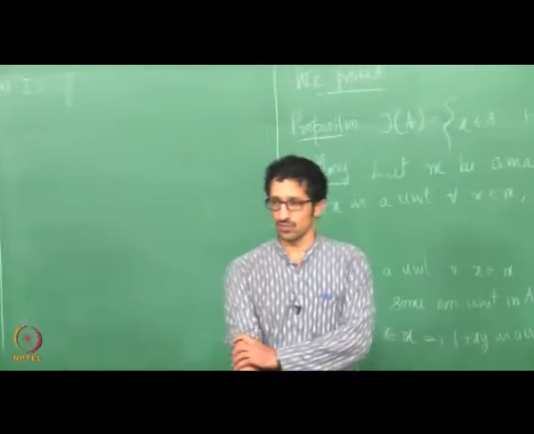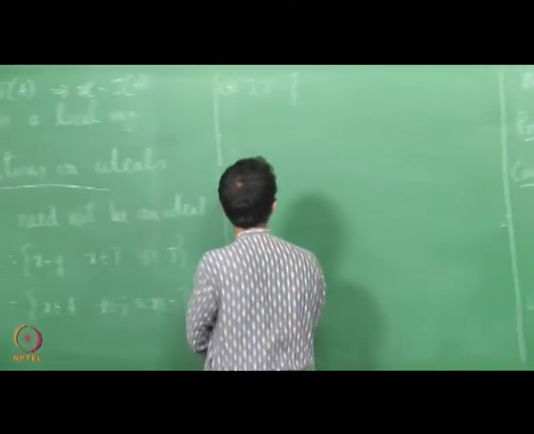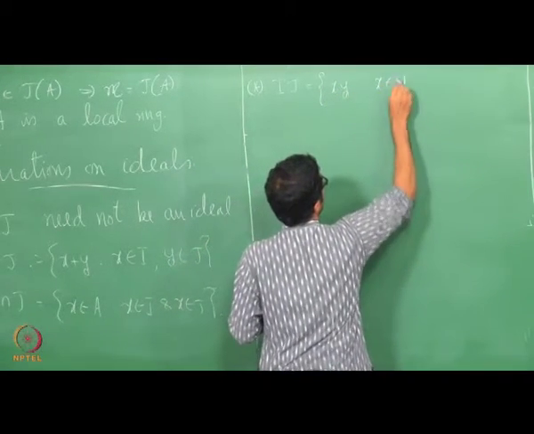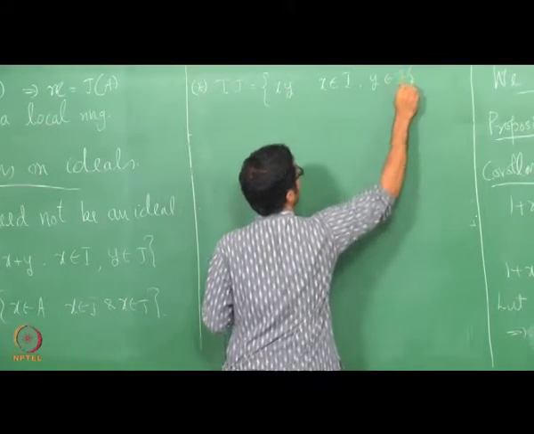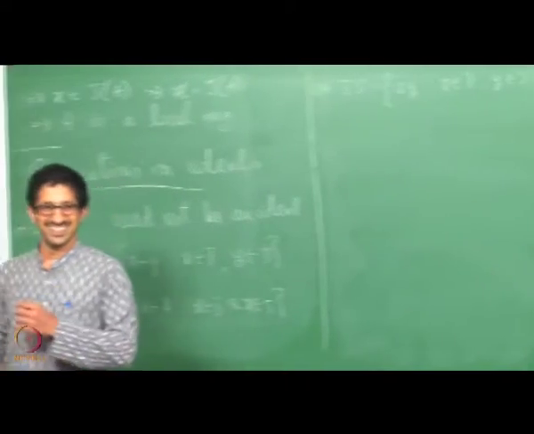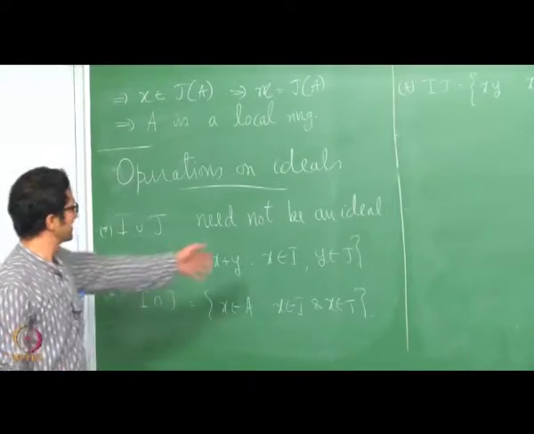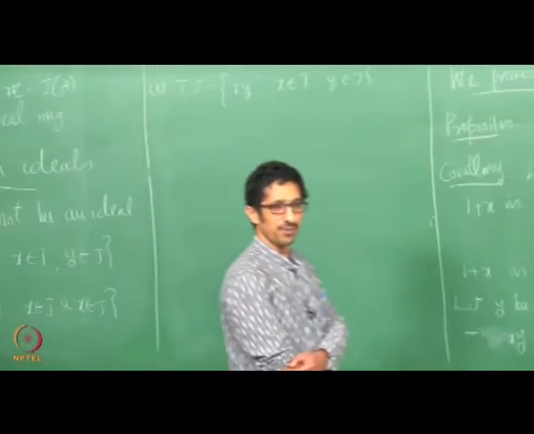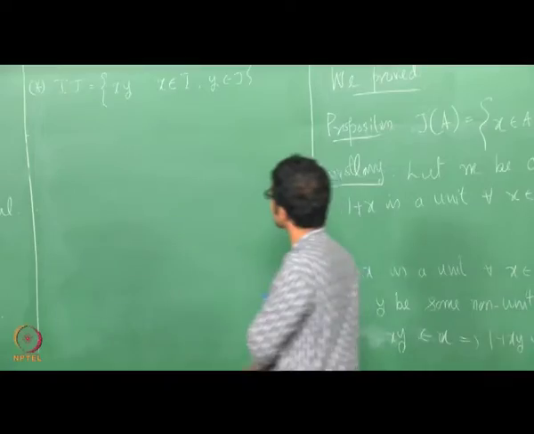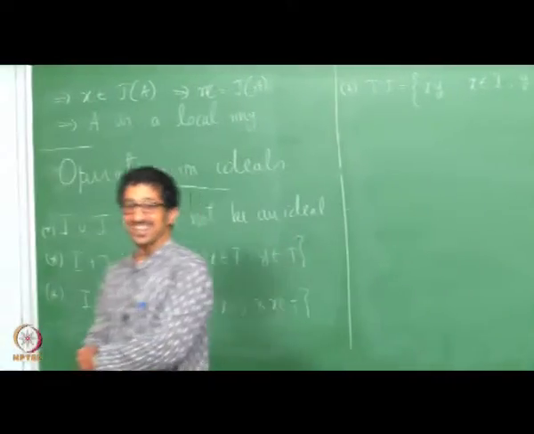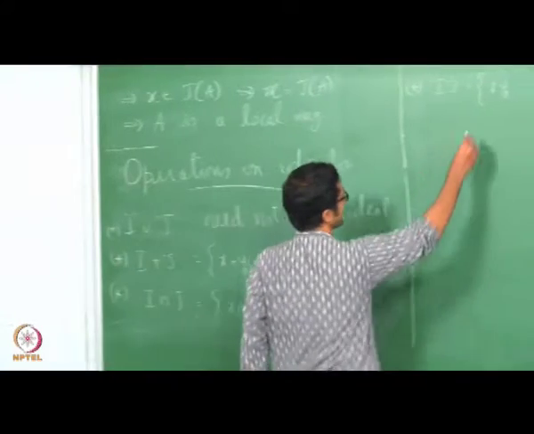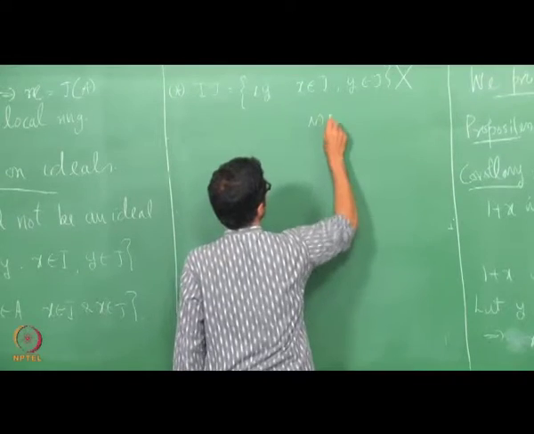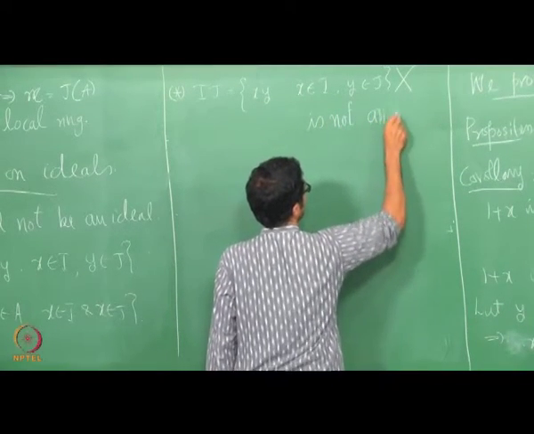So, what could this be, or what should this be? The set of xy such that x in I, y in J. Why? This should be the natural definition, right? Why are you saying that this is not? Yeah. So if you define it like this, then this set is not an ideal.